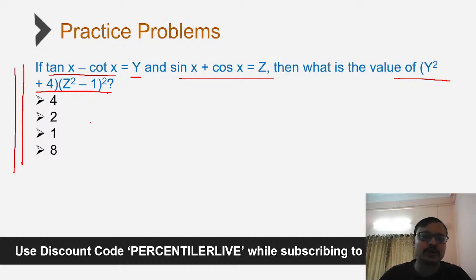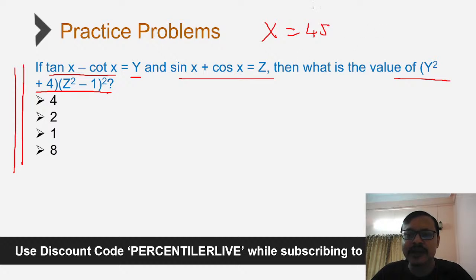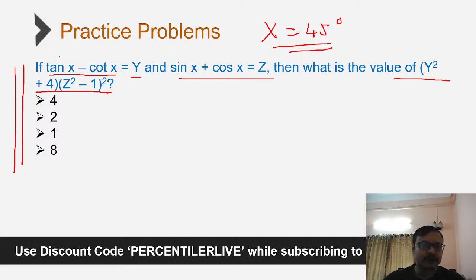The easiest approach would be to take a sample value of x and check. And an easy value to check with is x is equal to 45 degrees. Why 45 degrees? Because tan 45 is 1, cot 45 is also the same value, that is 1, which means y is equal to 0. Similarly, sin 45 is 1 by root 2, plus cos 45 is 1 by root 2, which means z is equal to 2 root 2.